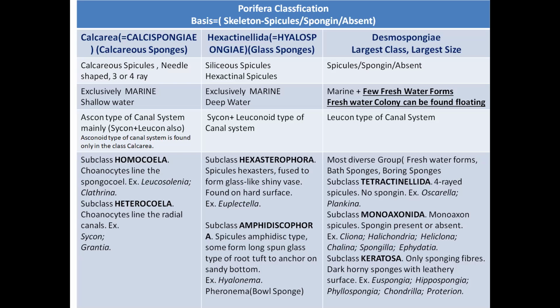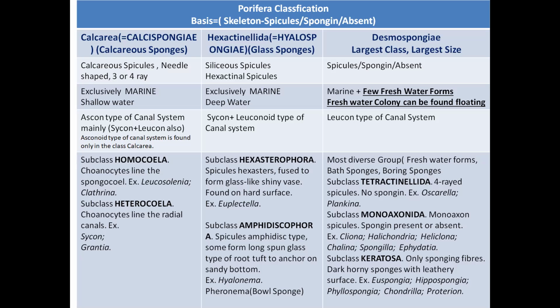So the Porifera classification basis is skeleton. The skeleton is made up of spicules, which can be calcareous or siliceous, and spongin fibers, or the skeleton may be absent. So the first class is Calcarea, the second class is Hexactinellida, and the third is Demospongia.